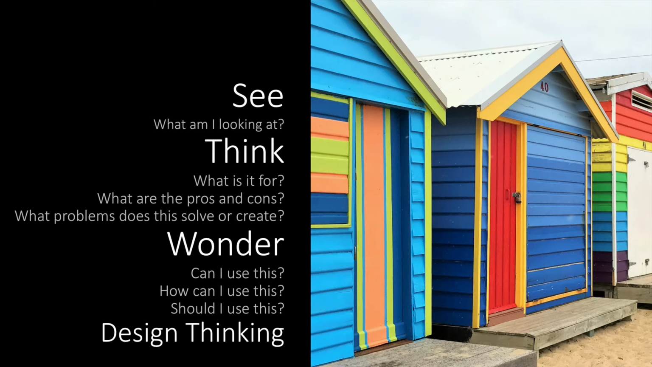I can't tell you all of the possible questions that you can ask yourself during the See, Think, Wonder scaffold, but here are some basic ones that apply very much to a visual design thinking, where you get a visual stimulus, a picture from the internet or from a magazine. You start going through, what am I looking at? What is it for? What are the pros and cons? What problems does this solve or create? And then you wonder, how can I use this? Should I even use this? Can I use this? And that process should lead you to start solving problems in a creative way.